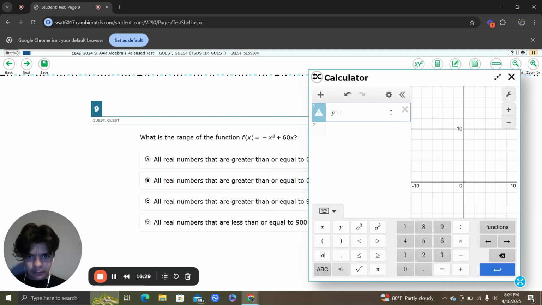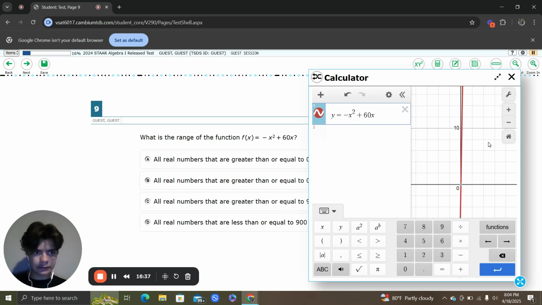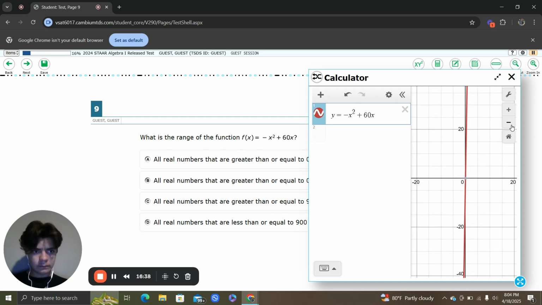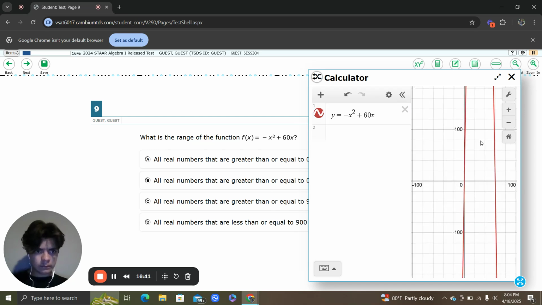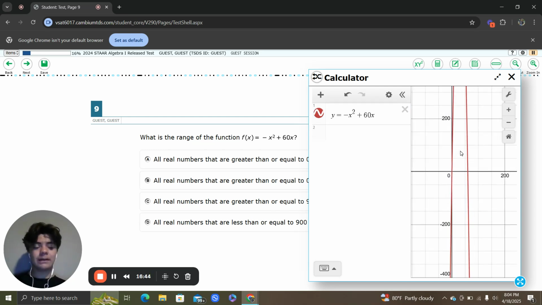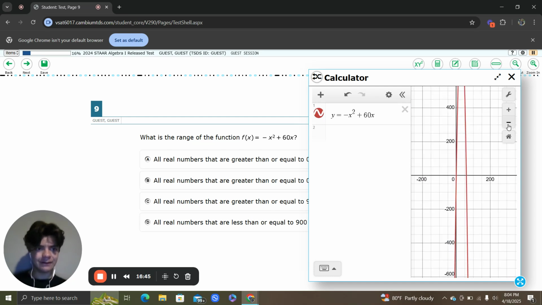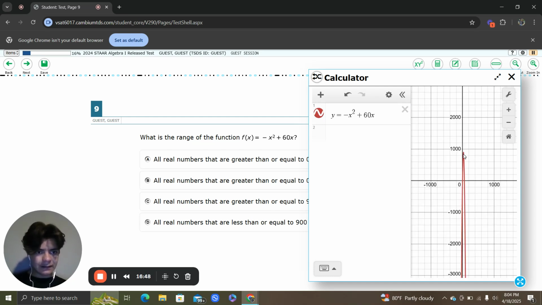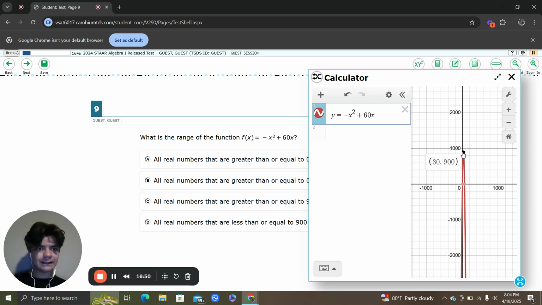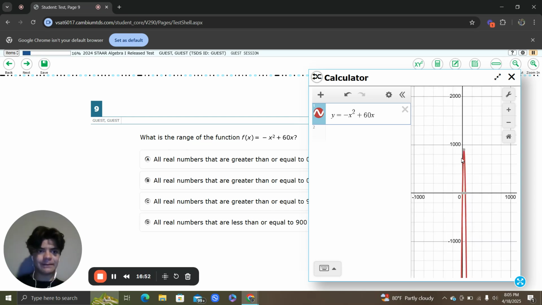Y is equal to negative x squared plus 60x. Oof, that's a big number. Gotta zoom out. Quite a big number, guys, so it's gonna take a while. There it is. Look at your vertex. Your vertex is, so you're looking at the second number, not the first, right? You're looking for your y. It's 900. And is the parabola going above 900 or below 900?